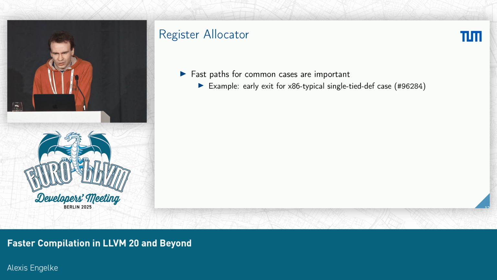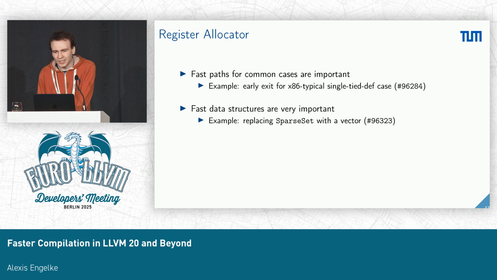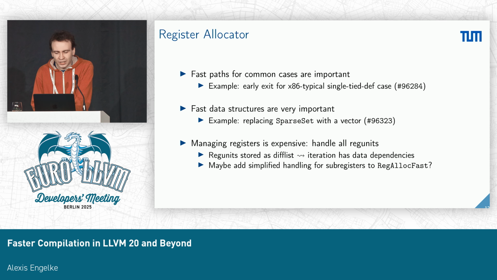So for the register allocator, it's a pretty complex thing. I think the main takeaway is that fast paths for the common cases are important, and likewise using fast data structures, for example, avoiding the indirection of a sparse set by using a vector directly. I think there's also room for improvement in the way that reg units are handled.